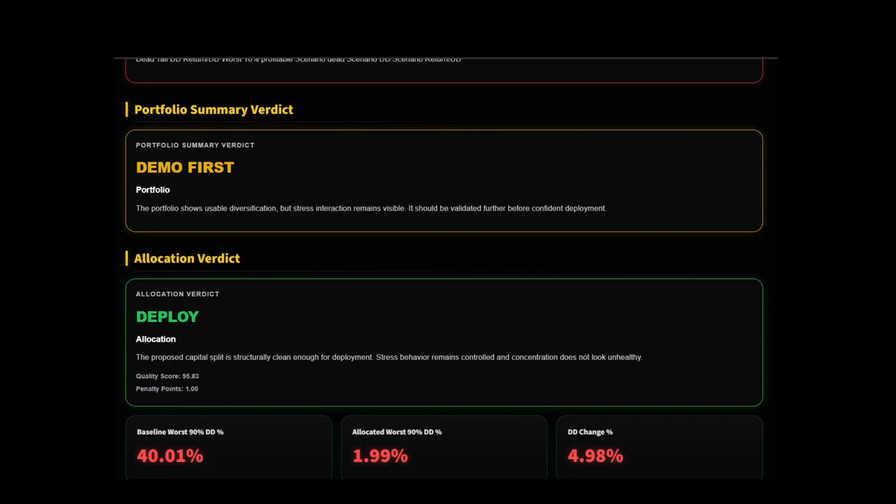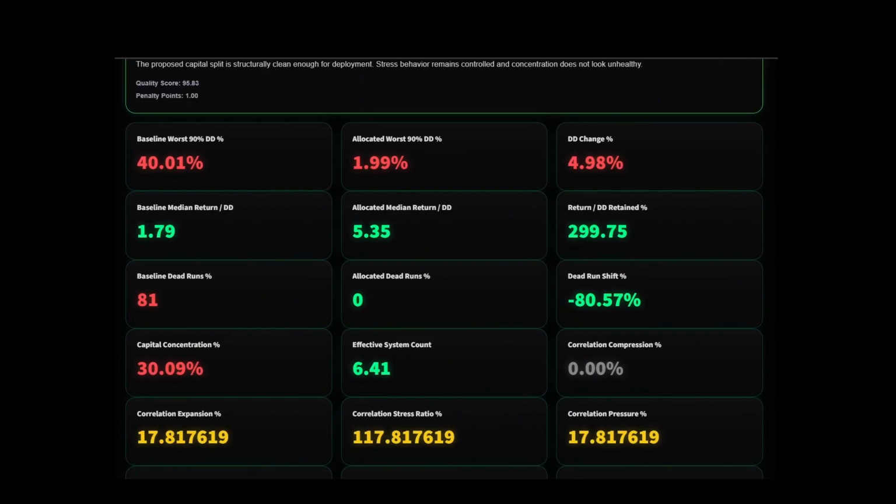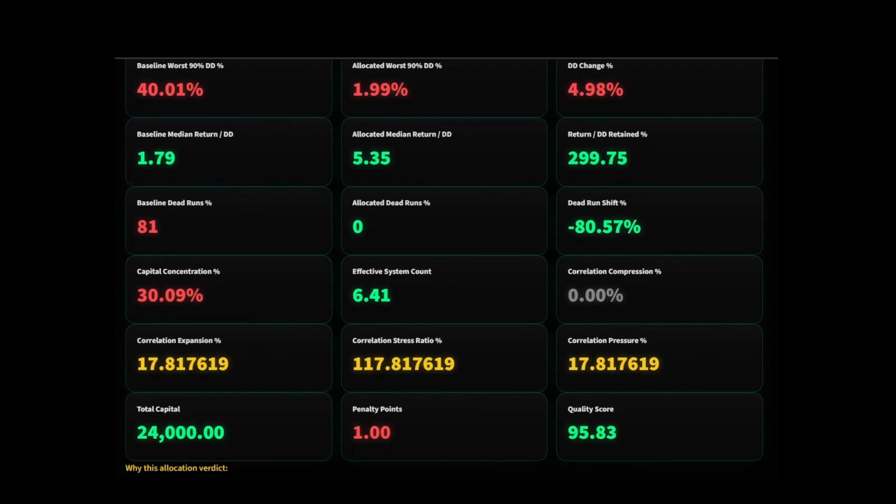Below that, we can see the allocation comparison metrics. This shows how the portfolio changes after the allocation logic is applied. The tool compares baseline drawdown, allocated drawdown, return over drawdown, dead runs, capital concentration, effective system count, correlation pressure, and quality score. So this section is not only asking, did the full portfolio pass? It also asks, can the portfolio become healthier if capital is distributed differently?